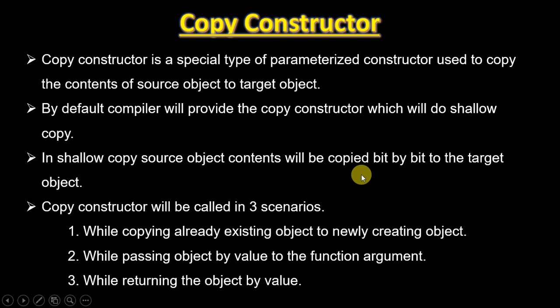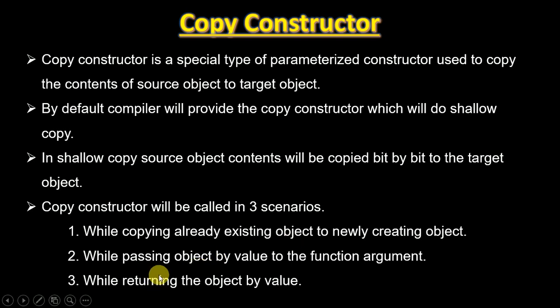We can see three different scenarios where the copy constructor will be called. The first is while copying an already existing object to a newly created object. The source object is already created, and you are trying to create a new object, and at the same time you are assigning the already existing object to the newly created object.